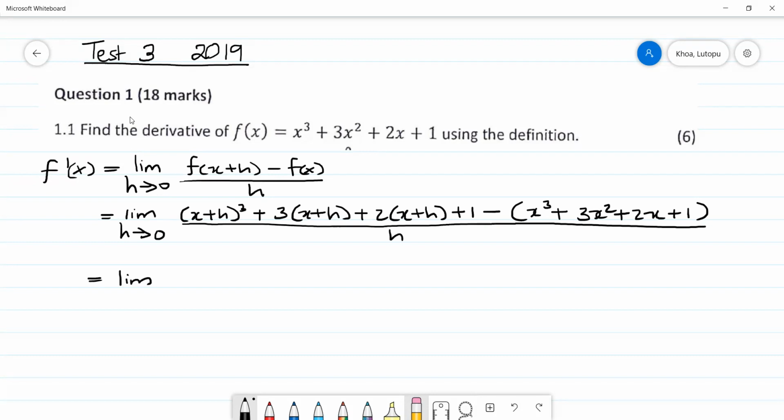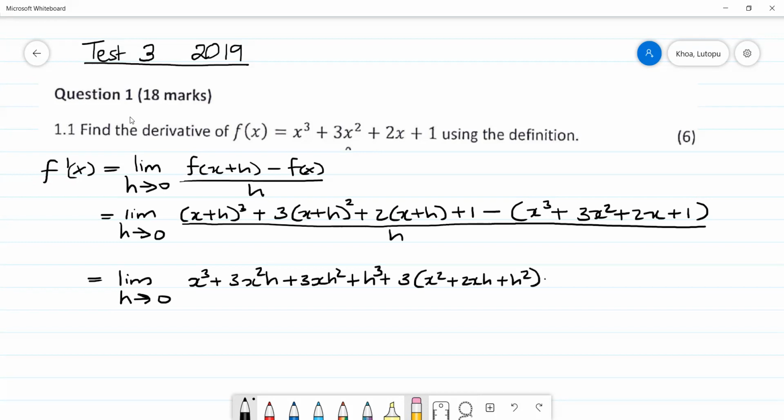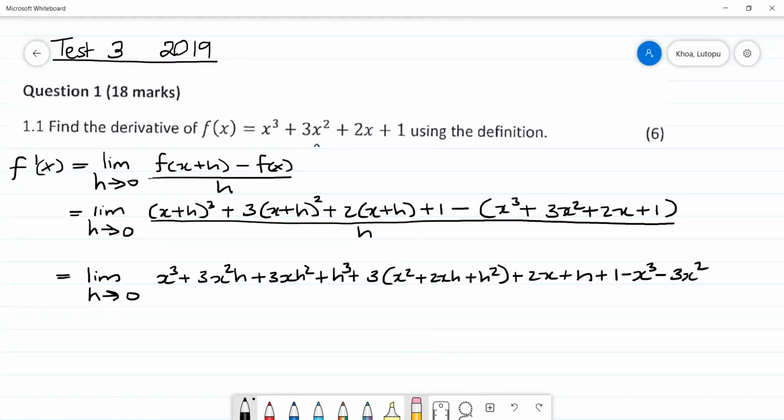So this is the limit as h goes to 0. We have x cubed plus 3x squared h plus 3x h squared plus h to the power of 3. So you multiply this out where you put x plus h times x plus h times x plus h. This is what you'll get. Then this should be squared, I believe. Okay, then we have plus 3x squared plus 2xh plus h squared plus 2x plus h, and we have plus 1 minus x cubed minus 3x squared minus 2x minus 1, and this is all over h.